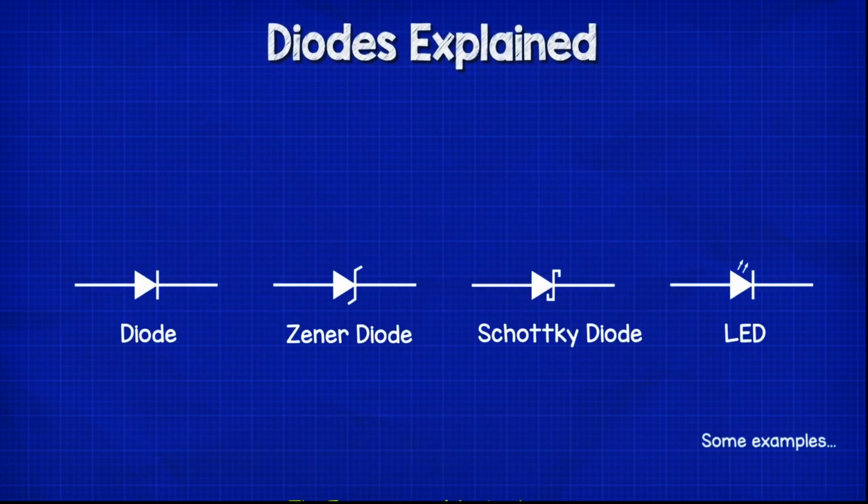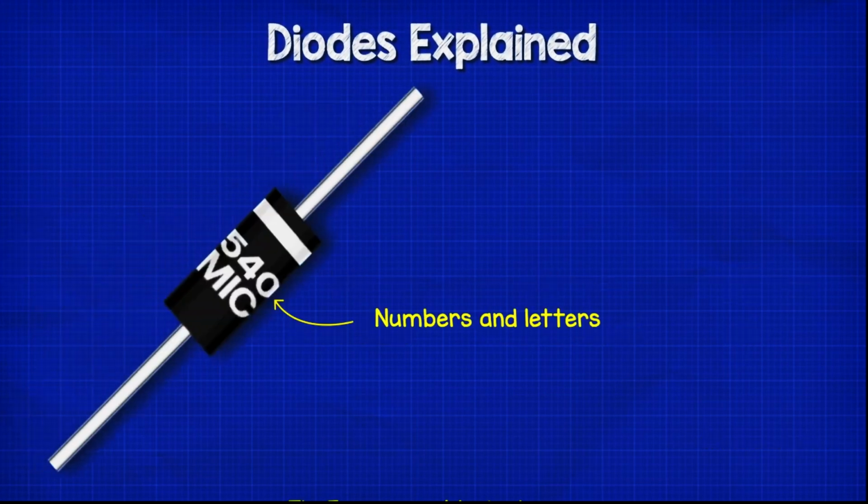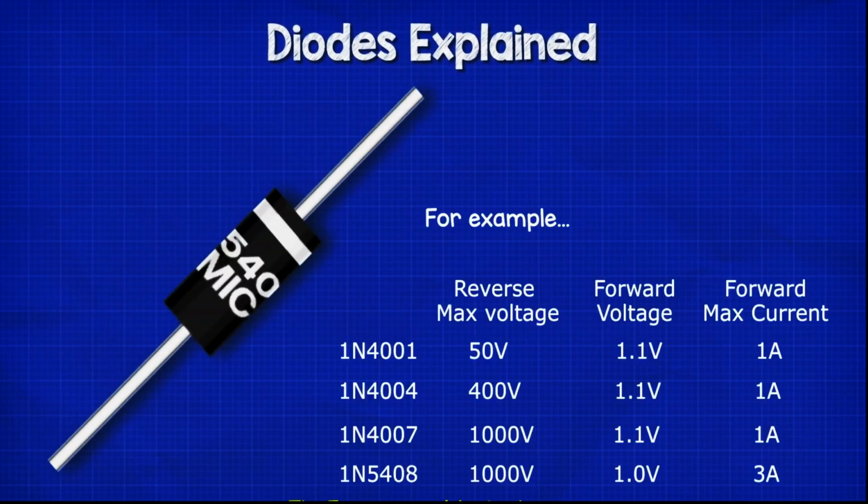Diodes are represented in engineering drawings with symbols like these. The stripe on the body is indicated with a vertical line on the symbol, and the arrow points in the direction of conventional current. When we look at a diode, we see these numbers and letters on the body. These identify the diode so you can find the technical details online.